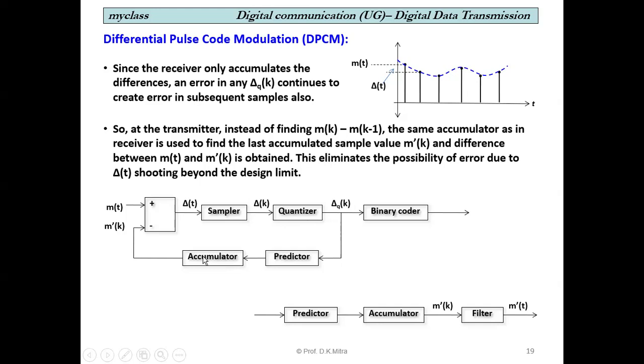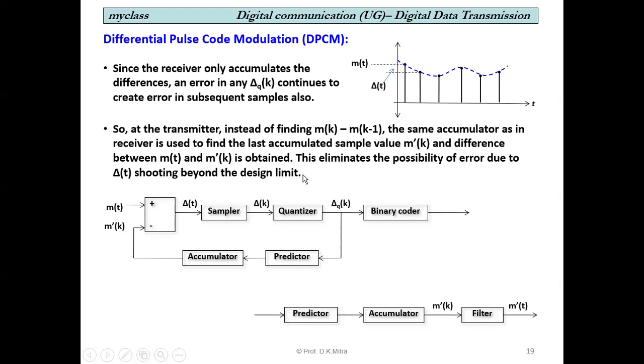The accumulator decides what possibly is the next value. And that next value is again subtracted from here and the sample is created. Right? This eliminates the possibility of error due to del t shooting beyond the designed limit.